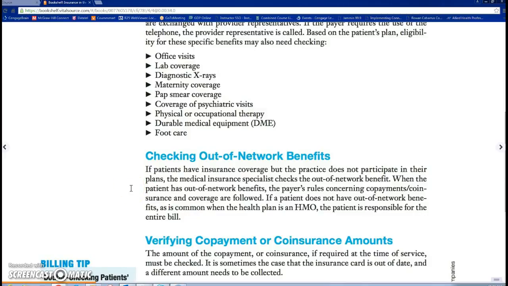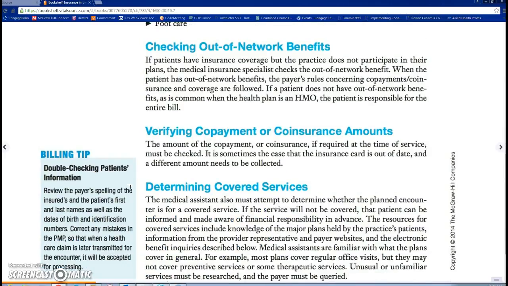They're checking to see if they're in or out of network, as I said, and they're also verifying how much your copay or co-insurance is. Copay is usually what you pay your physician if you are an HMO or PPO. Co-insurance may be for other types of insurances where you have a percentage you have to pay instead of a set amount, which is what the co-payment is.